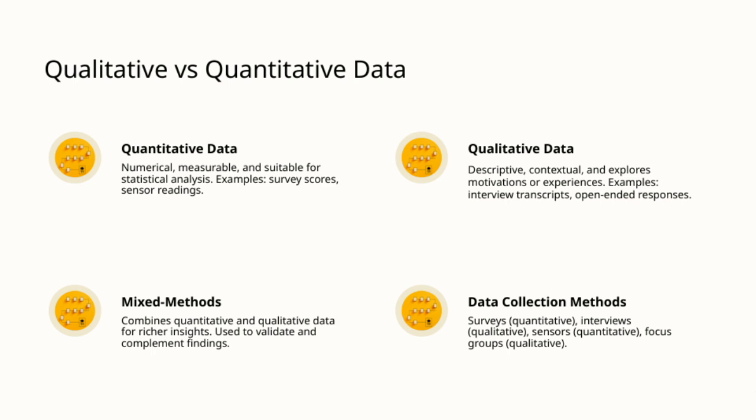Finally, when we compare qualitative versus quantitative data, the key difference is that qualitative data provides depth and context, while quantitative data offers measurable, numerical insights. Both are crucial in research, and understanding how they complement each other helps us design better studies and interpret findings more effectively.